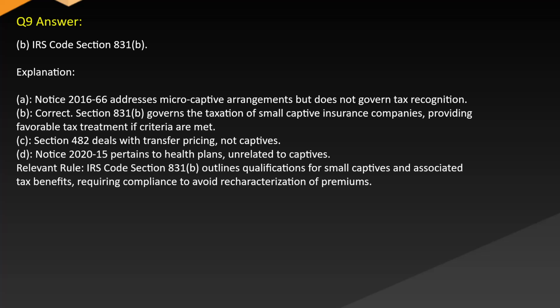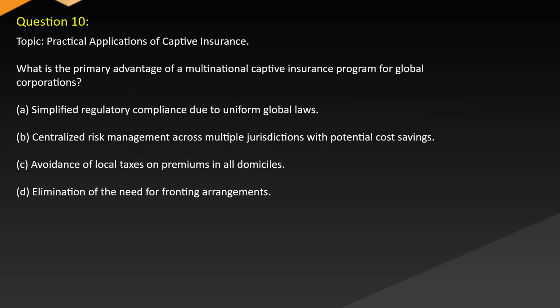Relevant rule: IRS Code Section 831(b) outlines qualifications for small captives and associated tax benefits, requiring compliance to avoid recharacterization of premiums. Question 10. Topic: Practical applications of captive insurance. Weigh the primary advantage of a multinational captive insurance program for global corporations.